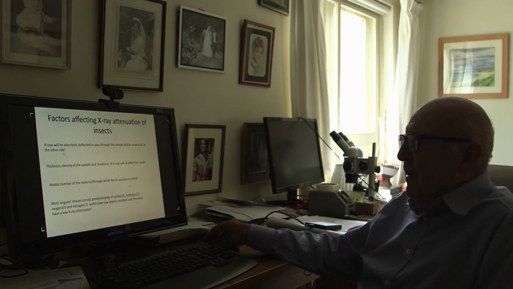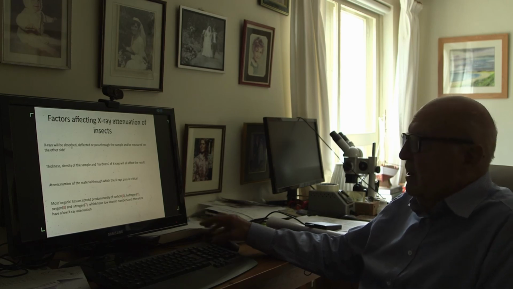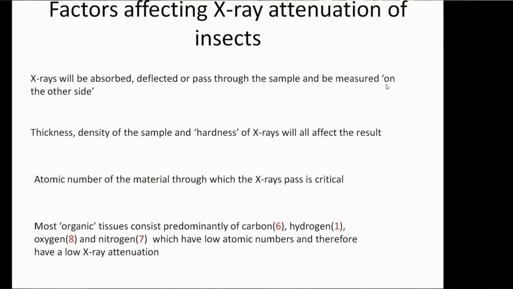First of all, obviously X-rays, when they pass through the object that you want to scan, may be absorbed, they may be deflected, or they may pass through the sample and be measured, as it were, on the other side. And if you know how much or how many X-rays you're sending out, how many you're receiving, you can work out the attenuation.